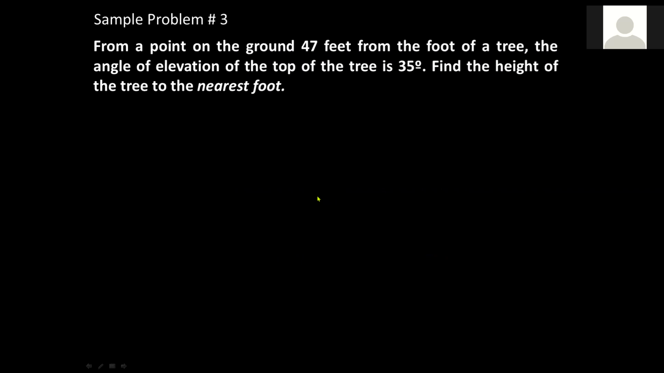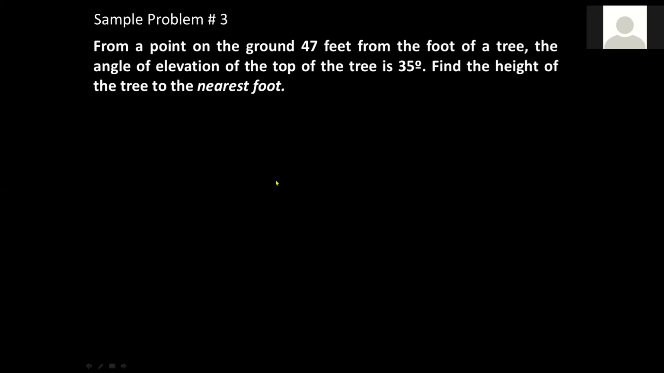From a point on the ground, 47 feet from the foot of a tree, the angle of elevation of the top of the tree is 35 degrees. Find the height of the tree to the nearest foot.